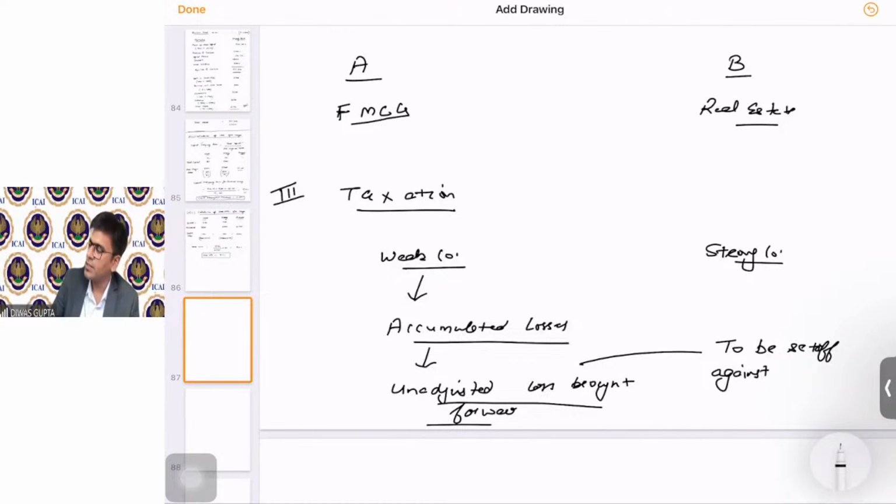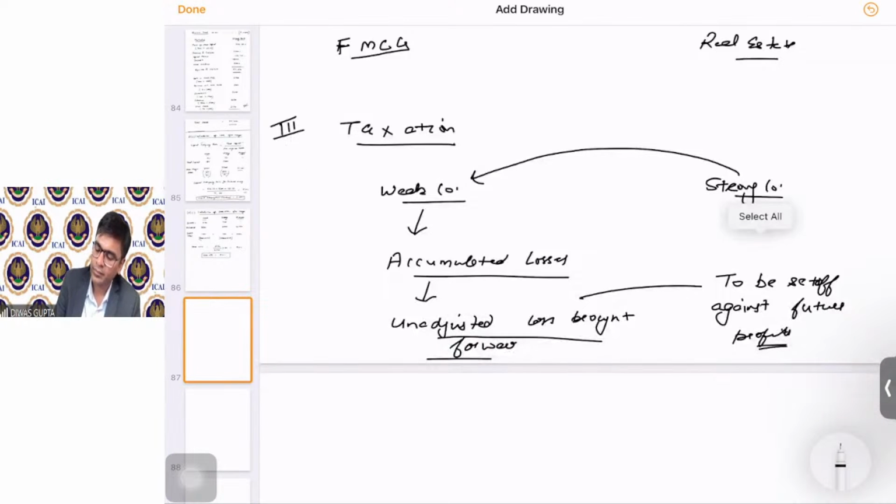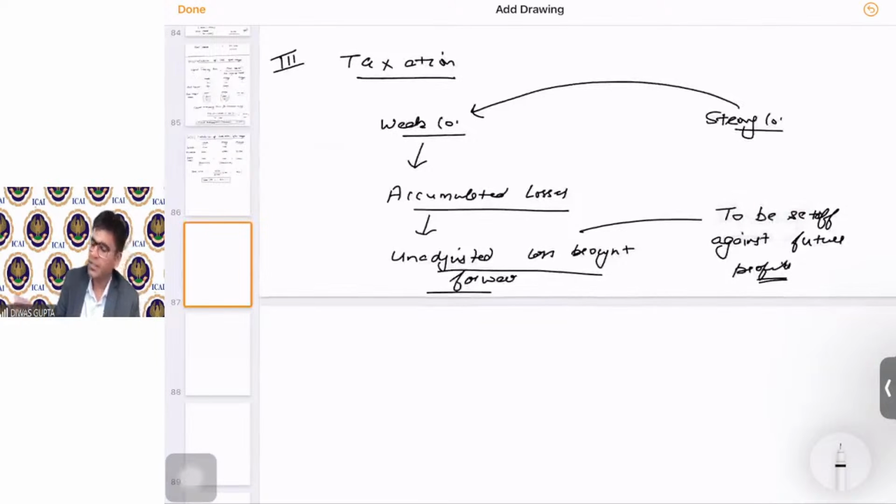To be set off against future profits. Okay. So this is how it will happen. Taxation objective is clear, students? Yes, Mansha, that is correct. That is what we have studied in the portfolio as well. Then let's come to the growth.